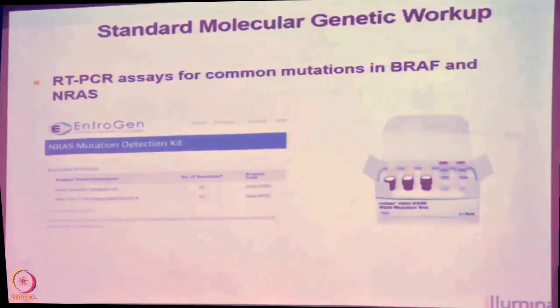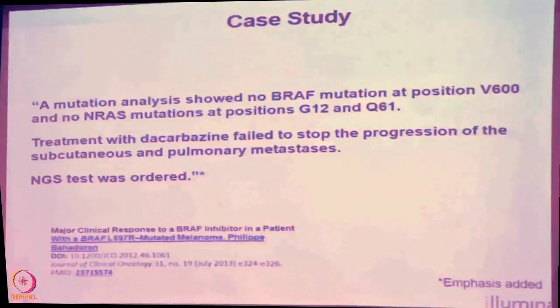So what did the doctor do? The doctor ordered a test which covers only two genes, NRAS and KRAS, right? And that detected only three mutations. So when they find there's no mutation on BRAF and no mutation on NRAS, that's why the therapy doesn't work, because you didn't cover all the things.